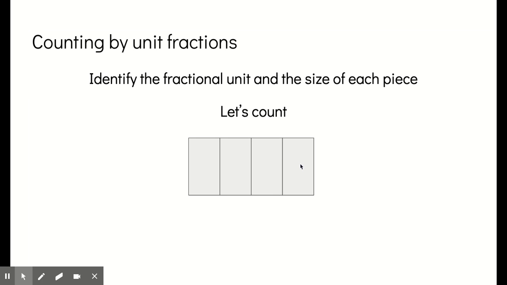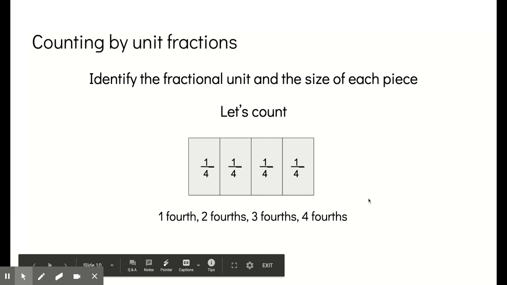So that means the unit fraction is 1/4. Each piece is 1/4 of the whole. 1/4, 1/4, 1/4, and 1/4. Now let's count to see how many fourths are in one whole. 1/4, 2/4, 3/4, 4/4. There are 4/4 in one whole.